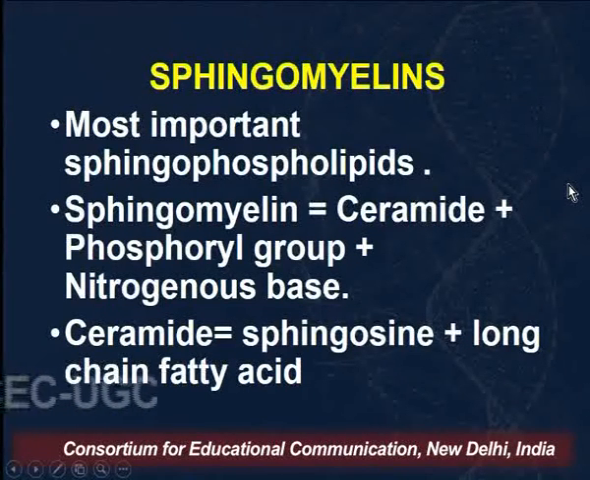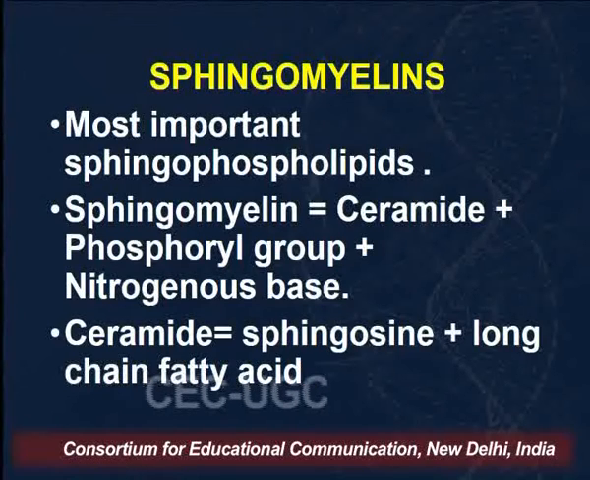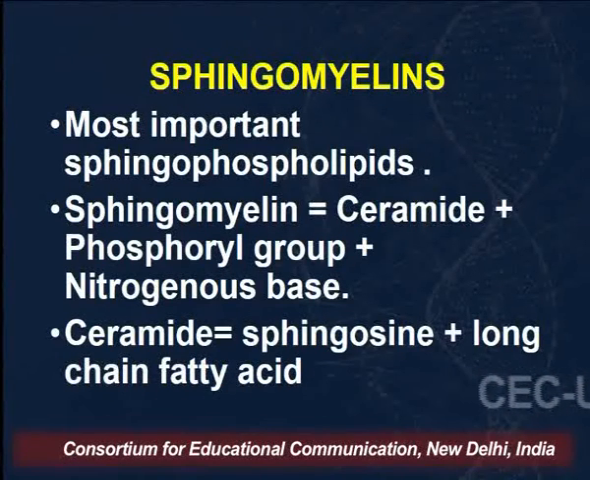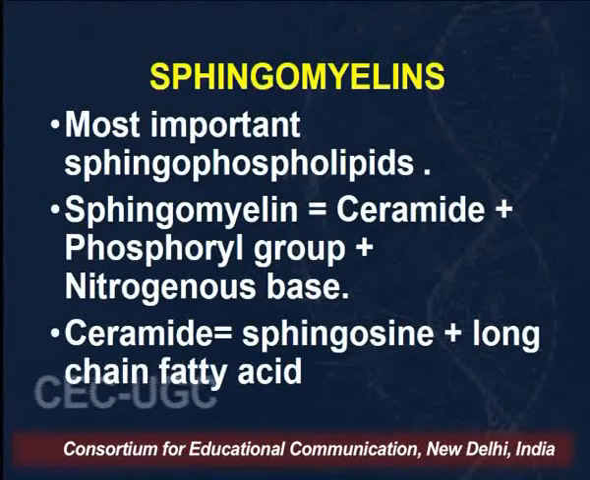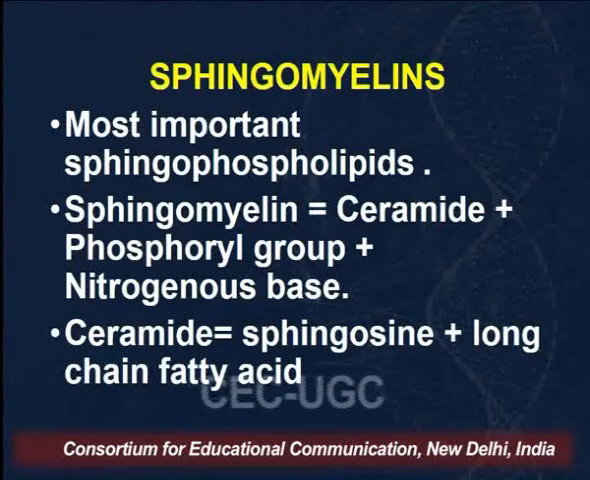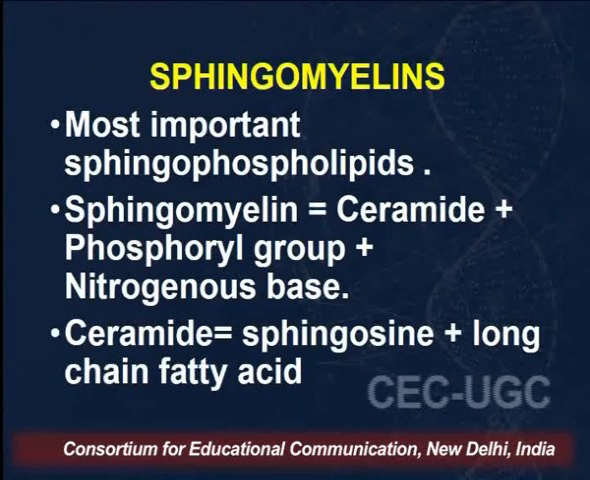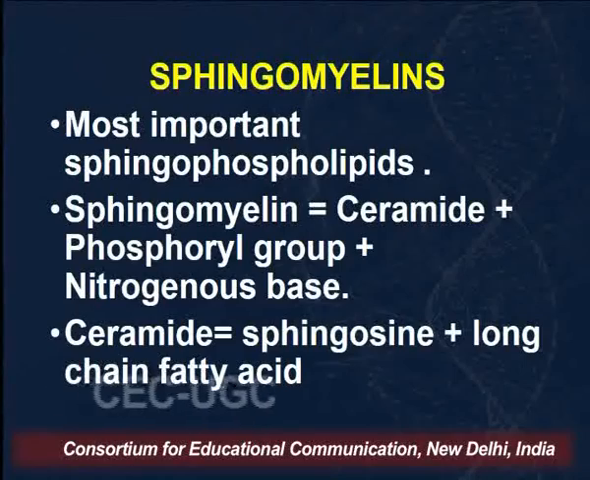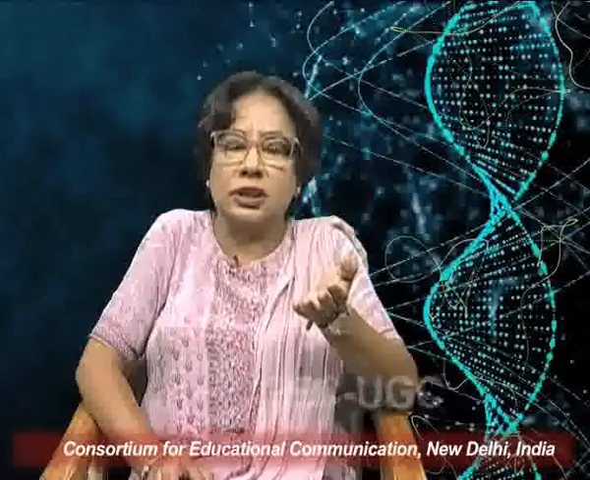And as you can remember, you don't have to mug up. What you have to remember is that sphingomyelin is made up of ceramide, and the H of the first OH group of ceramide is replaced by a phosphoryl group and a nitrogenous base. It will result in sphingomyelin. And you already know that ceramide is a sphingosine and a long chain fatty acid.